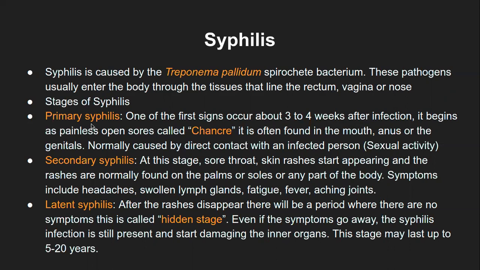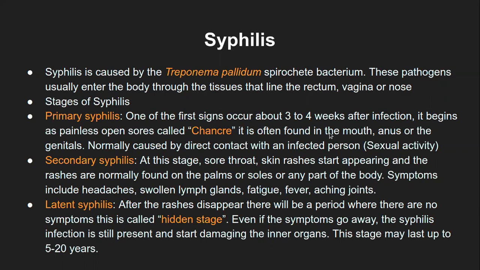It begins as painless open sores. Sores, you would know, like we have mouth sores and so on. It is like a blister, not a blister actually, but a kind of wounded blister. So they will start occurring, which is called a chancre, and it is often found in the mouth.